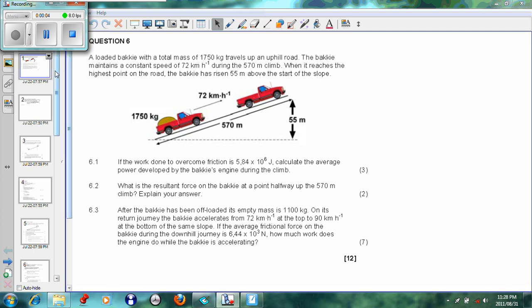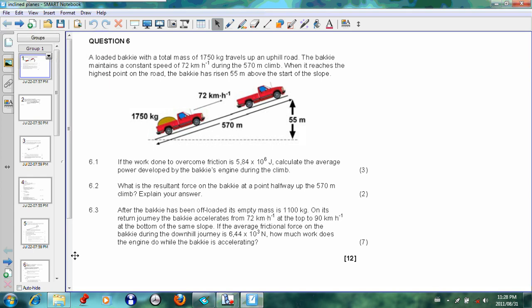Today we'll be looking at a very interesting lesson, which is inclined planes. I have in front of you a question that says a loaded bakkie with a total mass of 1750 kilograms travels up an uphill road. The bakkie maintains a constant speed of 72 kilometers per hour during the 570-meter climb.